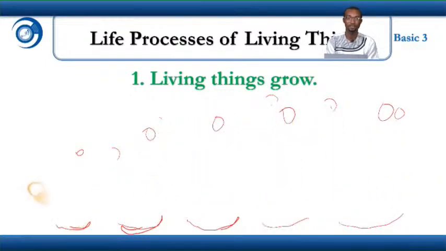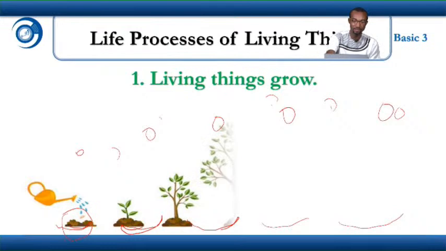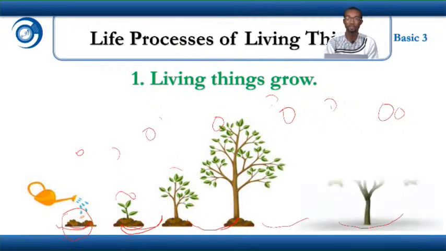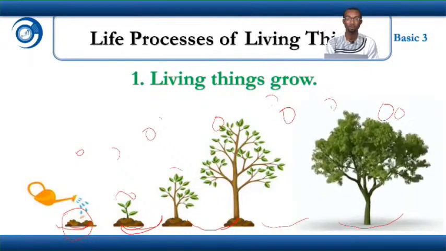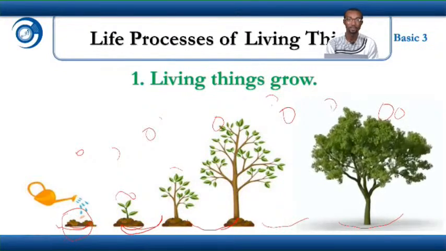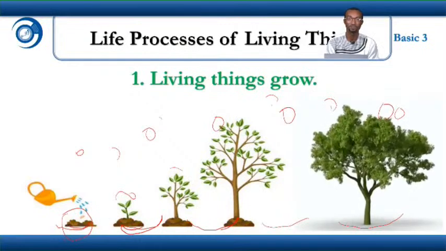Let's look at the last example on trees. We normally put a seed in the ground and then water it, and then the seedlings will come. It will grow into a small seedling. It will grow, and then we get a very big tree. So the tree is also a living thing. It starts from a seed, and then it grows gradually into a bigger tree.